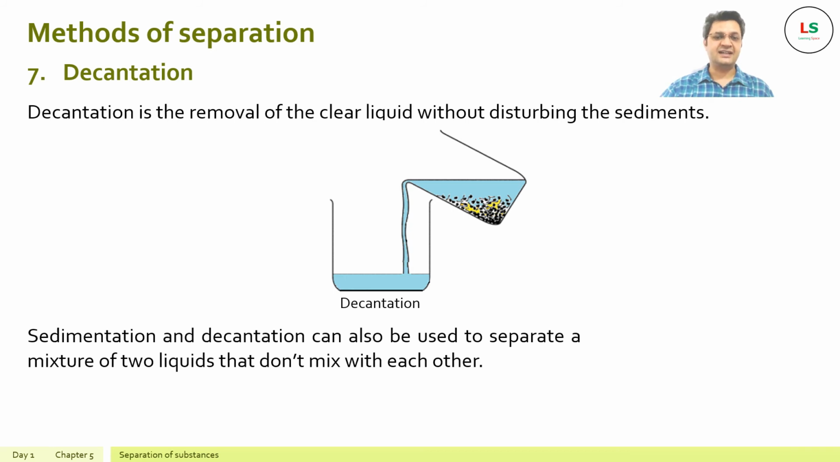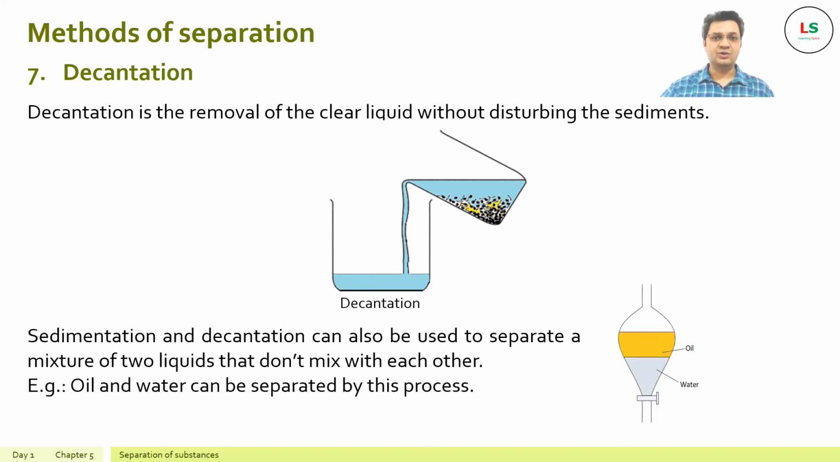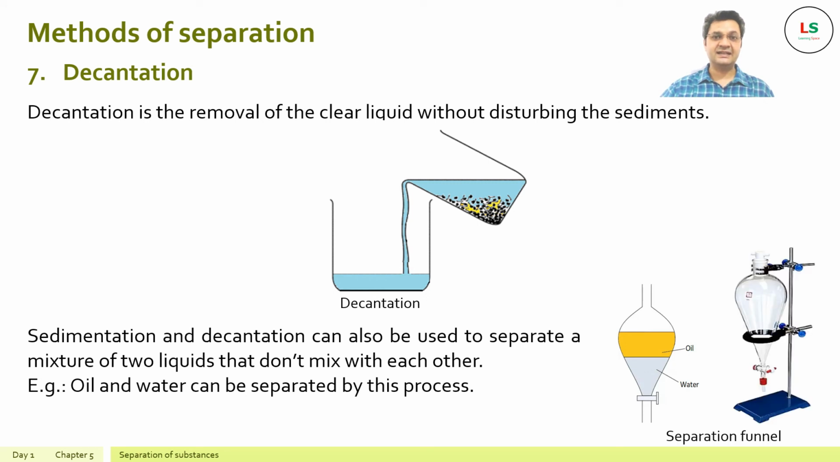Sedimentation and decantation can also be used to separate a mixture of two liquids that do not mix with each other. Example, oil and water can be separated by this process. We allow the mixture to stand for some time and this results in the formation of two separate layers. Thereafter, the top layer can be poured out. Also, a separating funnel can be used. It has a flask that is narrow at the bottom and open at the top. It also has a stopcock to control the liquid flow. Once the layer of the liquid has been removed from the funnel, the stopcock is closed.